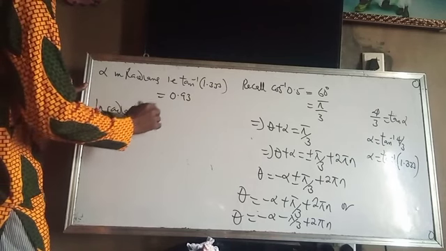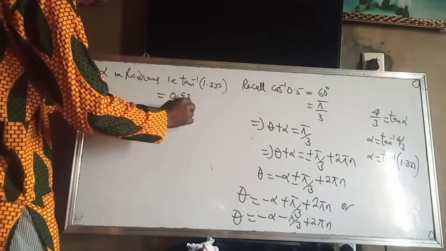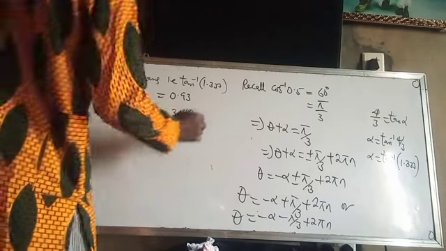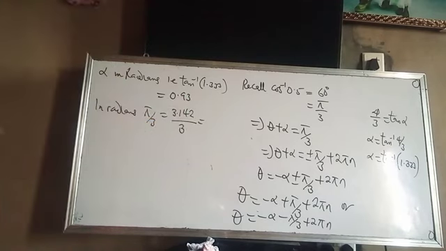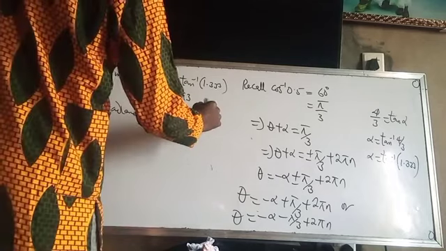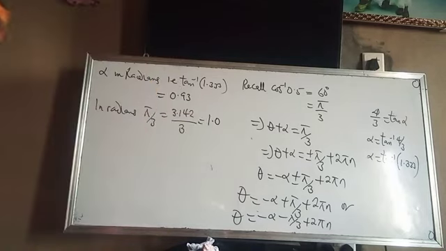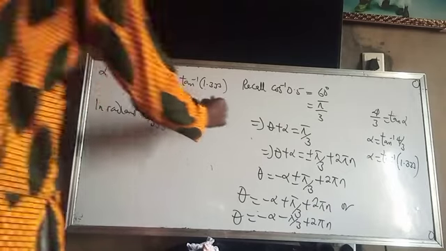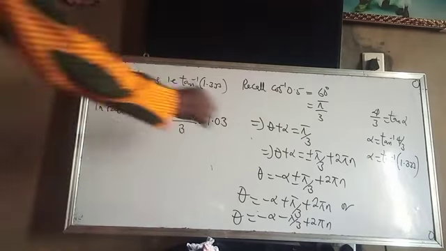And in radians also, pi over 3 will be 3.142 over 3. I think that is going to give us 1.03. If you check, that is approximately 1.03. Now a substitution.